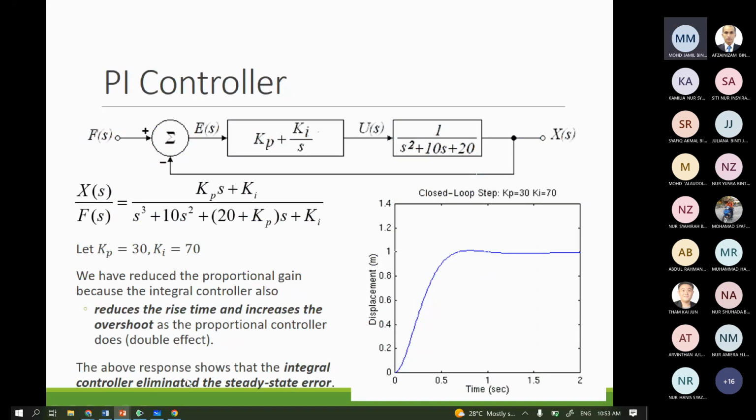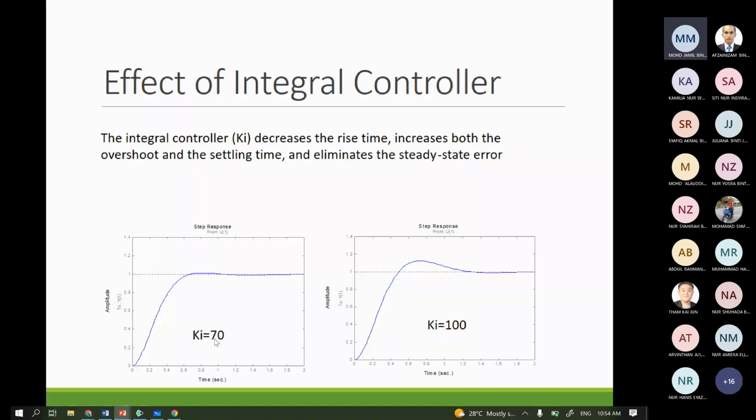But the above response shows that by adding Ki, we can eliminate the steady state error. If you look at this line here, the line where the steady state value equals 1, it means that the steady state error has been reduced. If we change the value of Ki from 70 to 100, we can see that the overshoot is increasing, but the steady state error has been eliminated.